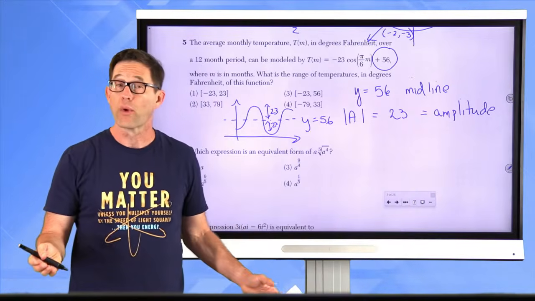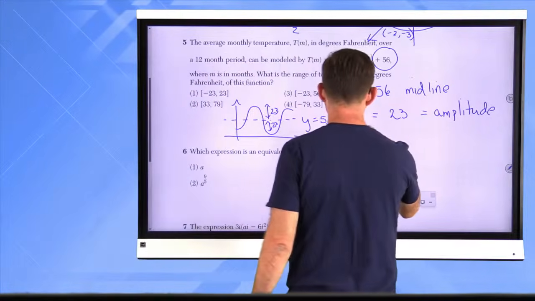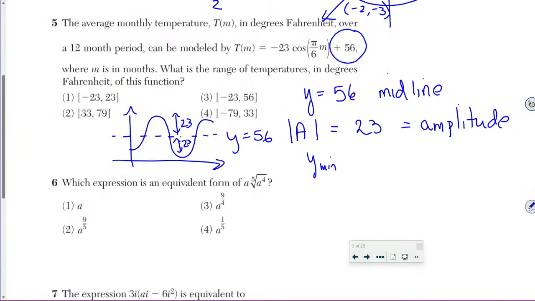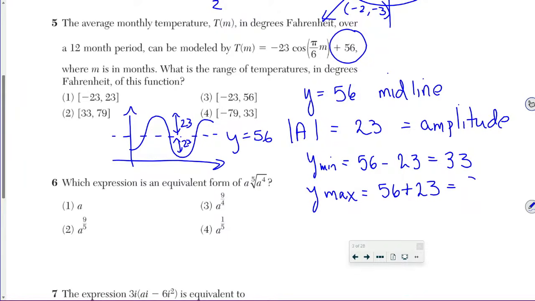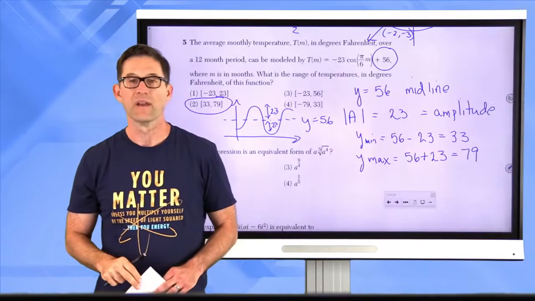So what is our range in temperatures? Well, our lowest temperature, y min, will be our midline minus the amplitude, which is going to be 33. And our maximum is always going to be our midline plus our amplitude. And that's going to be, sorry about that, not 80, it's going to be 79. So we should have choice 2, 33 to 79.